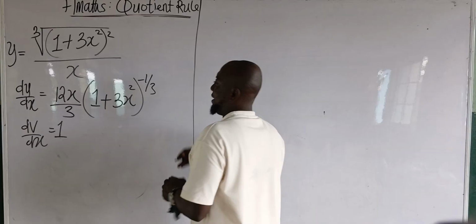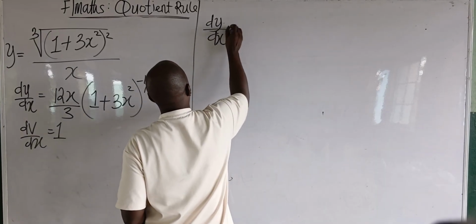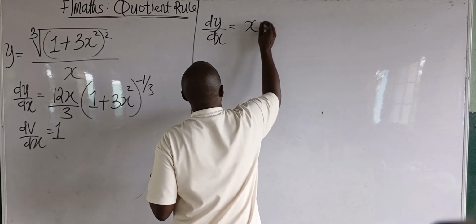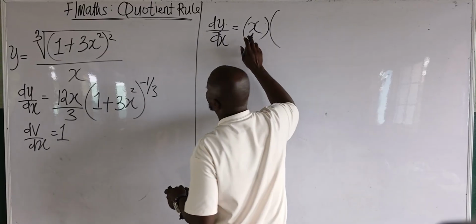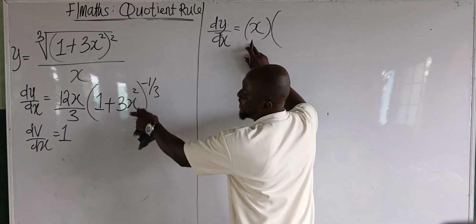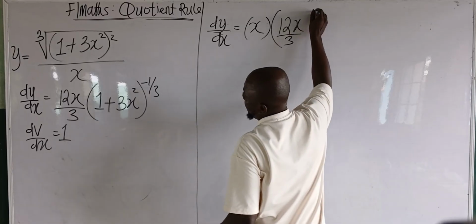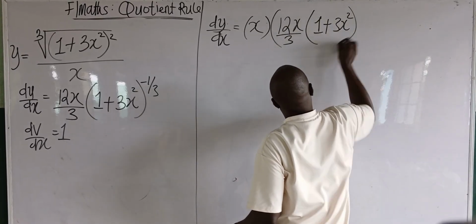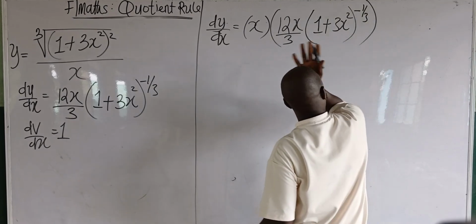So what is my formula going forward now? My V is X. I'm having X into bracket. By the side of V, I have du dx. What is my du dx here now? It's now 12x over 3 here into bracket (1 plus 3x squared) here, then raised to the power of minus 1 over 3, all in this bracket.